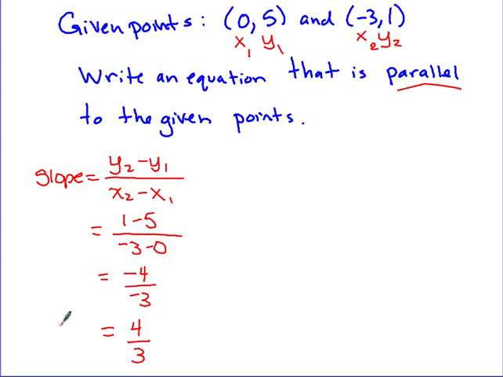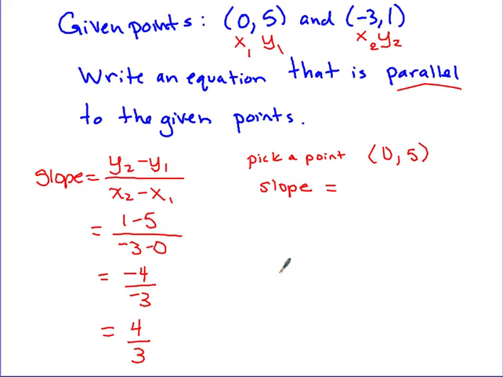Now we want to write an equation. We're going to make it run through a certain point. So you guys pick which point you want it to go through. It really doesn't matter. Let's make it run through 0, 5, just so that it's easier. The y-intercept doesn't really matter unless it says it's running through a certain point. So we're going to make it run through 0, 5.